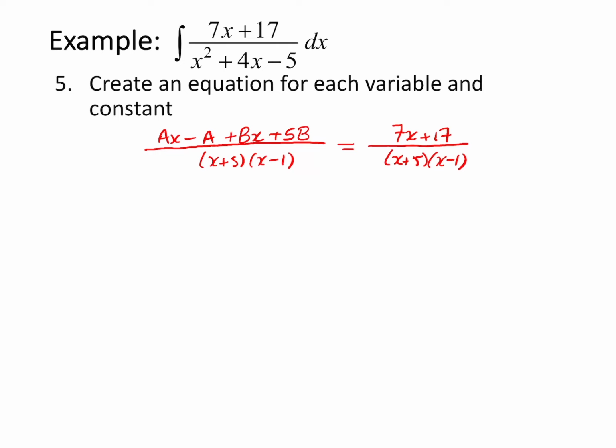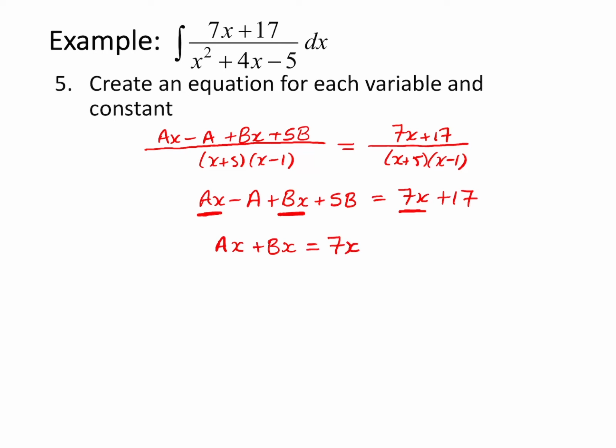So taking this equation with the two fractions equal to each other, the denominators are equal, so again, the numerators have to be equal for these fractions to be equal. So we can say that the ax minus a plus bx plus 5b has to equal the 7x plus 17. And now we have these x terms, ax plus bx, those have to equal this 7x. So we can say that the ax plus the bx has to equal the 7x.